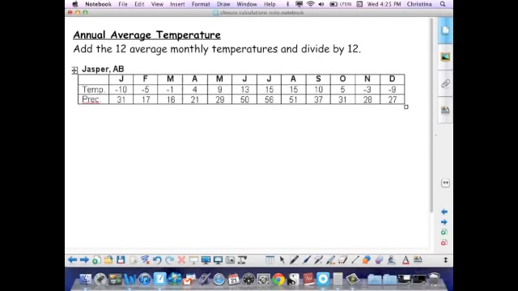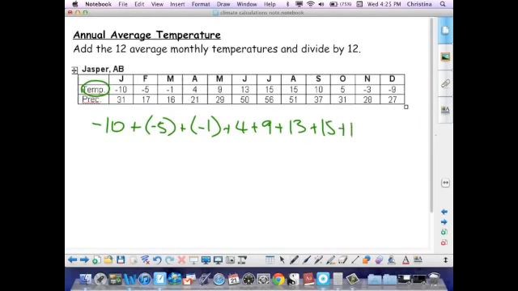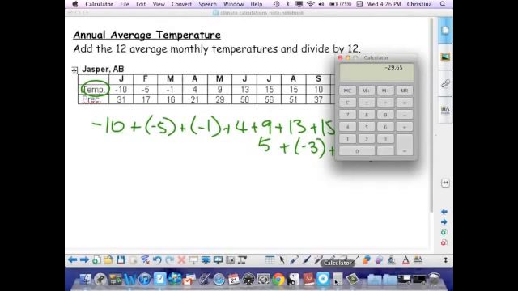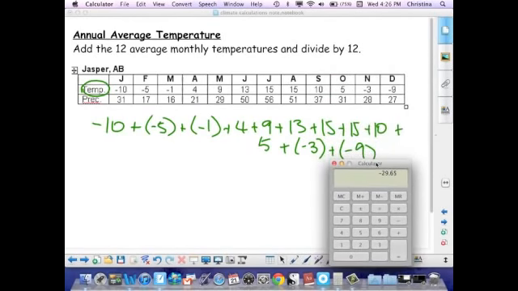For annual average temperature, what you're going to do is take all of your temperatures from January to December and add them together. So -10 plus -5 plus -1 plus 4 plus 9 plus 13 plus -3 and -9. So we're going to add those all up together. Gives you an answer of 63.